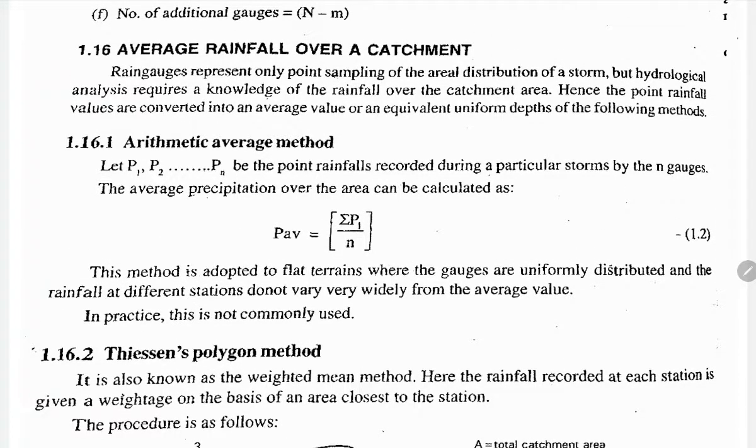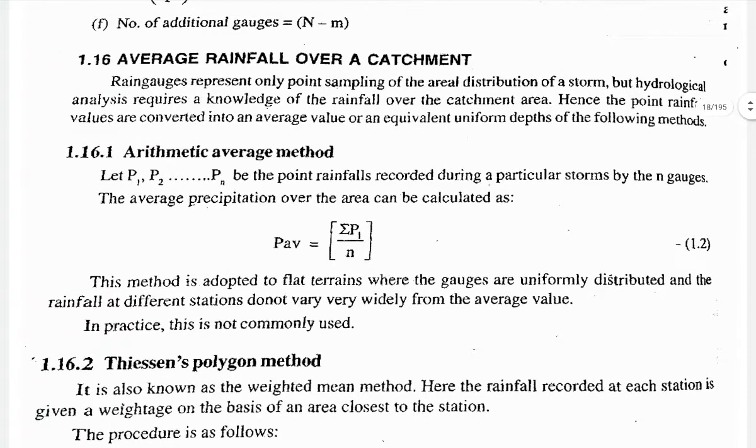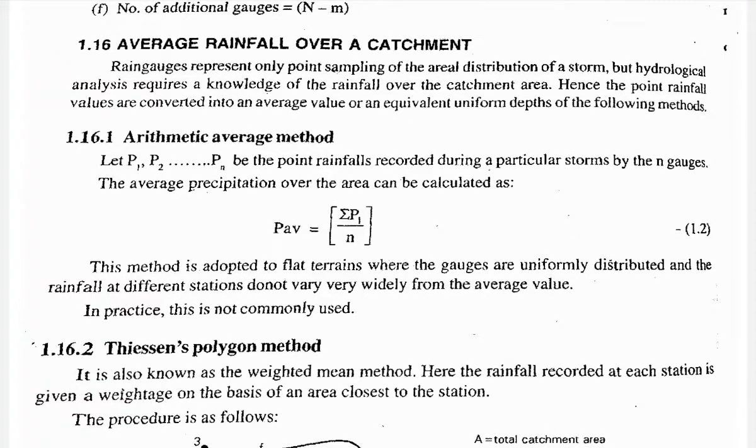For example, take Vijaypur city itself. Its area is quite large, so in that case you will have more than one rain gauge. When you want the average rainfall, obviously you need to take the data from all the rain gauges that exist in the city. As I said, we have different methods to find the average rainfall. First we will discuss the arithmetic average method.